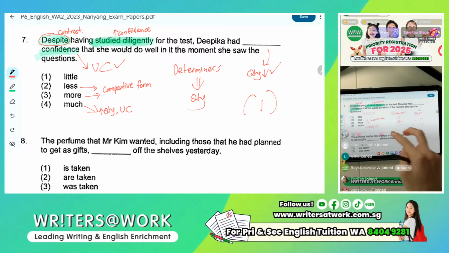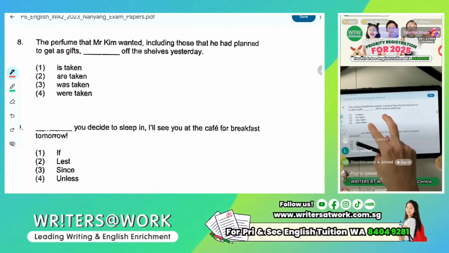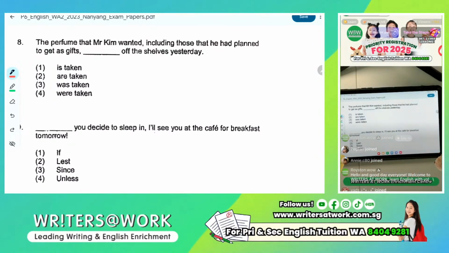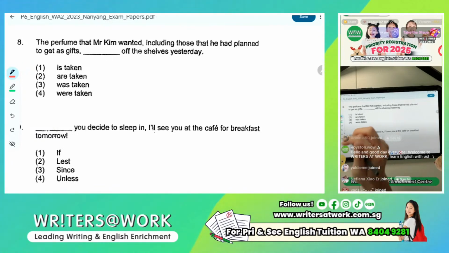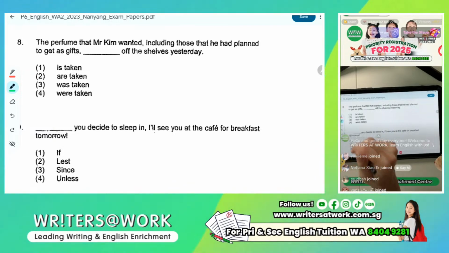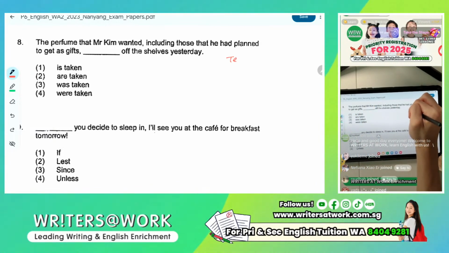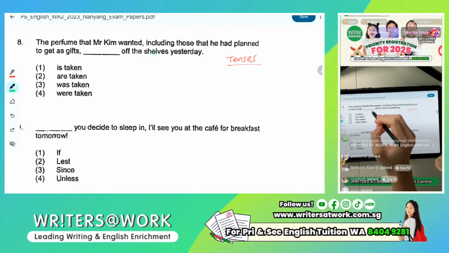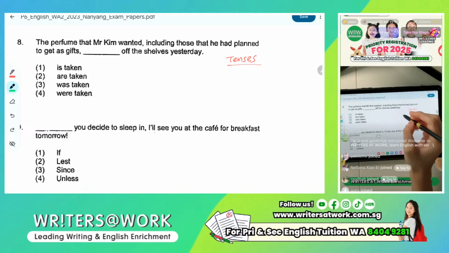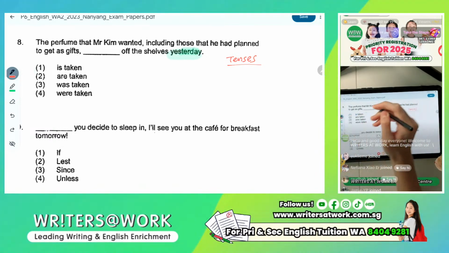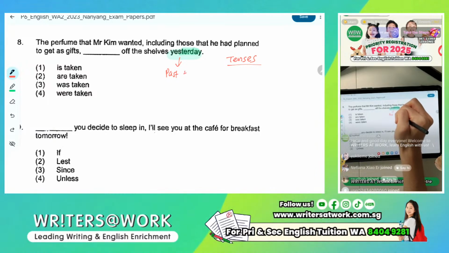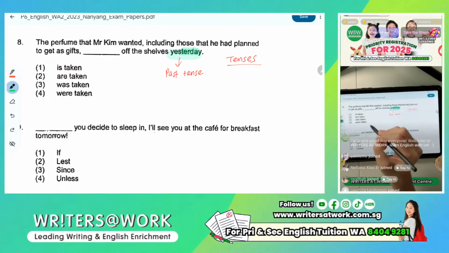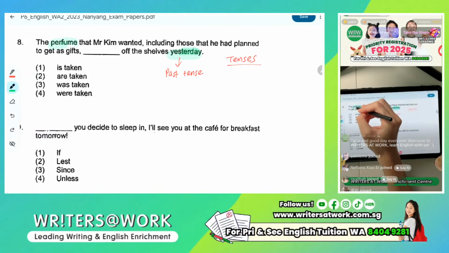Okay, moving on, let's take a look at question 8. The perfume that Mr. Kim wanted, including those he had planned to get as gifts, dashed off the shelves yesterday. First thing to note, we are looking at a tenses question here. Second thing to note, we are looking at some keywords. Yesterday, which is in the past tense. Second thing to note, the perfume, singular subject.